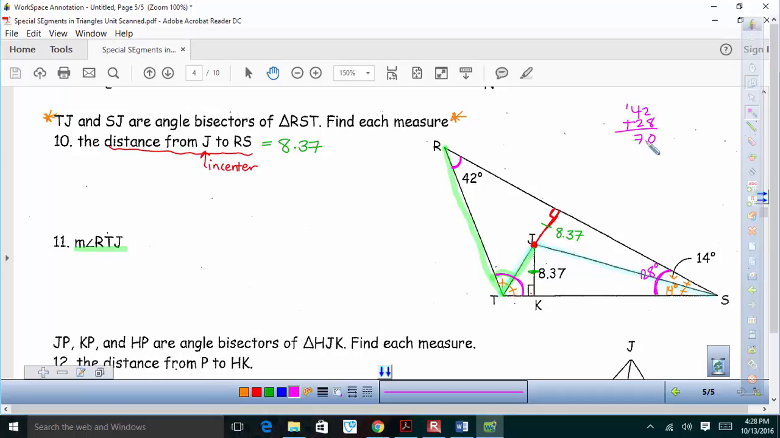Then I would subtract that from 180. So this whole angle right here is 110. Now I only want half of it. I'm trying to find half. So I'd take 110, and since they're congruent, we divide it in half. And so that angle would be 55.